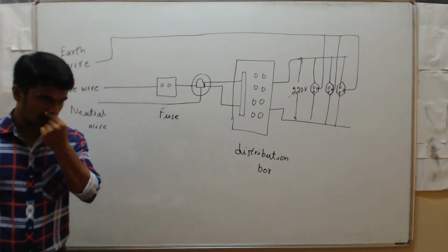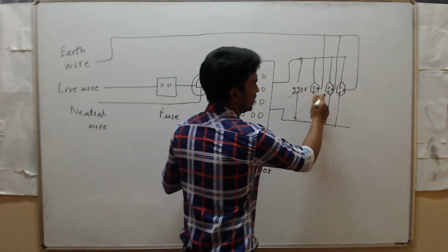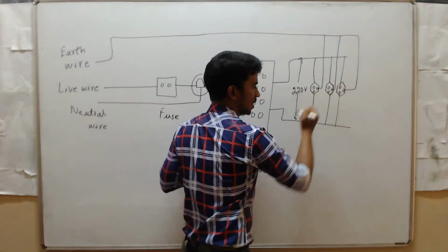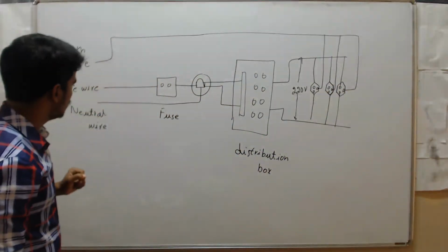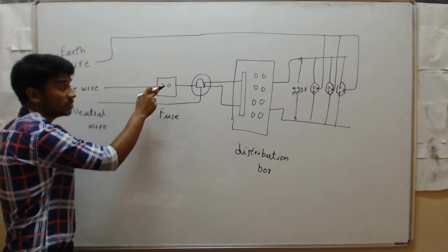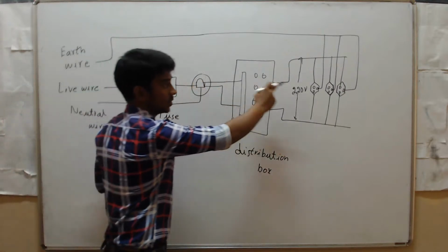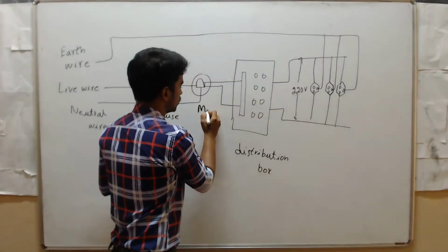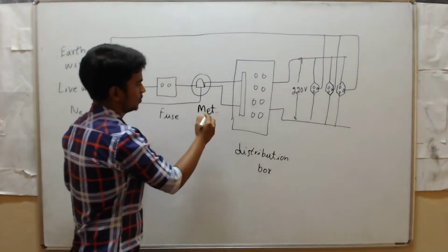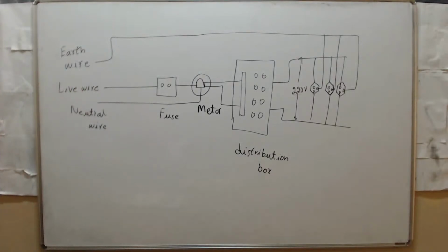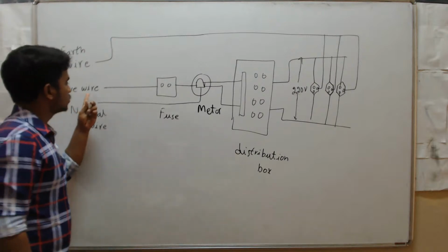Why? Because you see here, these are conductors, for example fan, tube light, etc. First you will get that connection from outside. First you will connect this wire to the fuse only, not directly to your gadgets or distribution box or meter. This is the meter box. Now first you will connect this wire to one fuse.